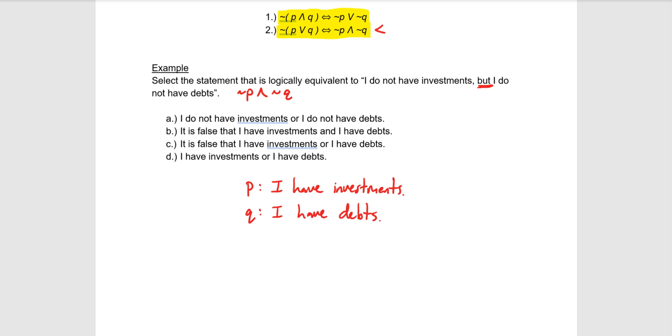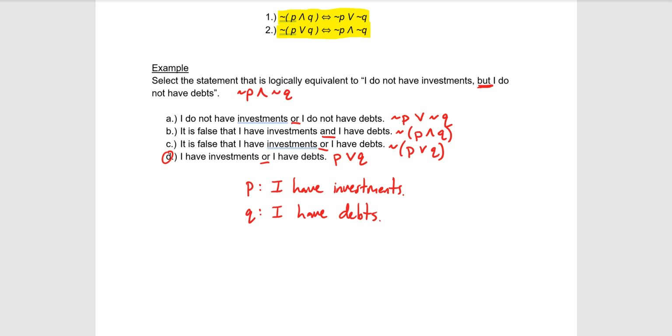Okay, so let's go ahead and put these statements A, B, C, D in symbolic form. So statement A is I do not have investments or I do not have debts. So that's going to be not P or not Q. And then statement B is it is false that I have investments and I have debts. So that's going to be it is false that, so negation, parenthesis, and then conjunction, P and Q. Statement C here is it is false that I have investments or I have debts. So it is false that statement P or statement Q, disjunction. And last one, I have investments or I have debts. That's just going to be P or Q with the disjunction.